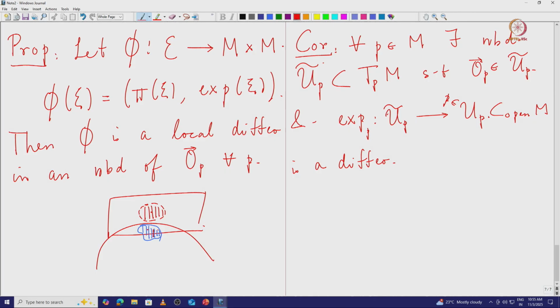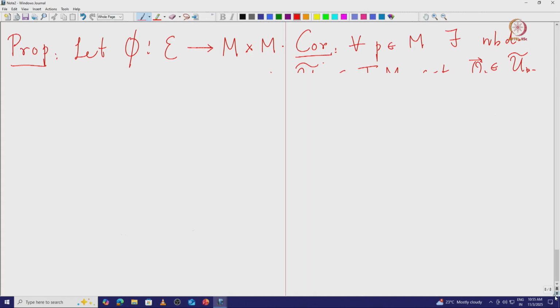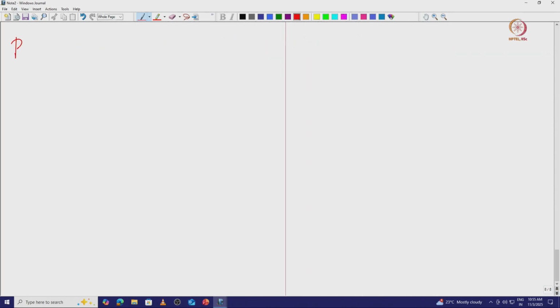Okay, so clearly the corollary follows from the proposition. So let's try to prove the proposition. The only way we know how to prove that something is a local diffeomorphism is basically to use the inverse function theorem. So we will use the inverse function theorem.